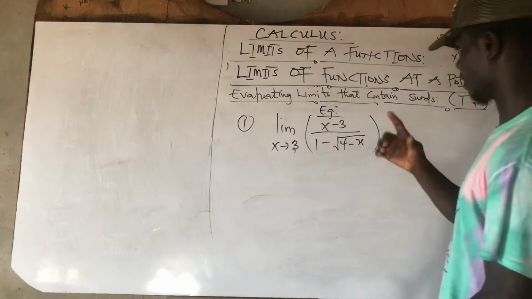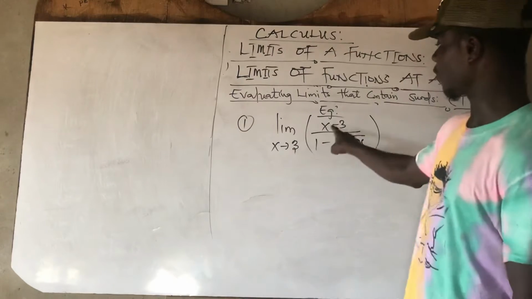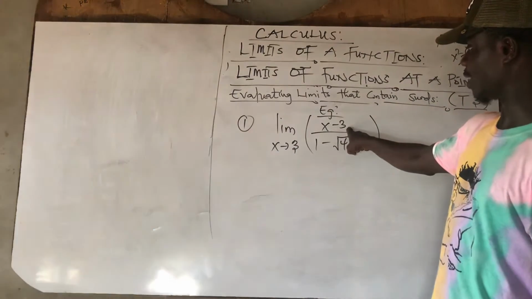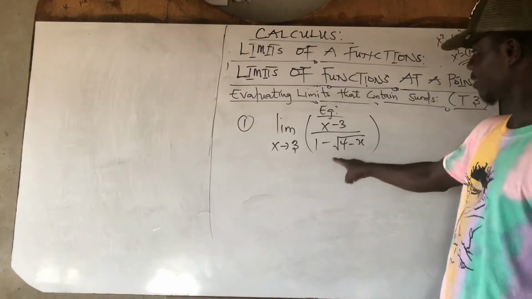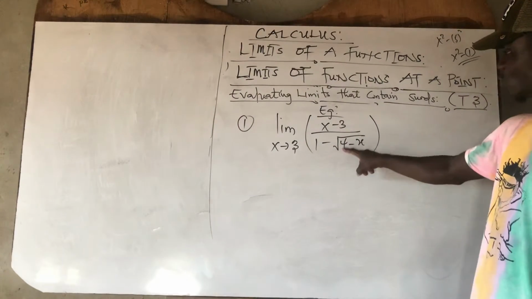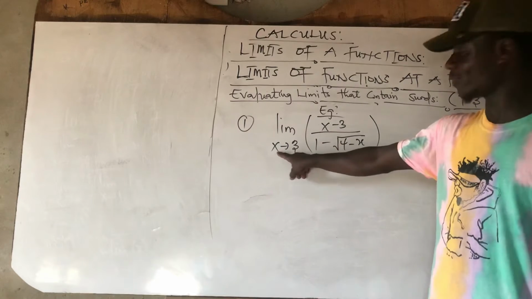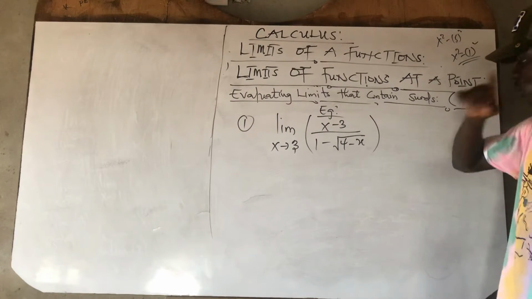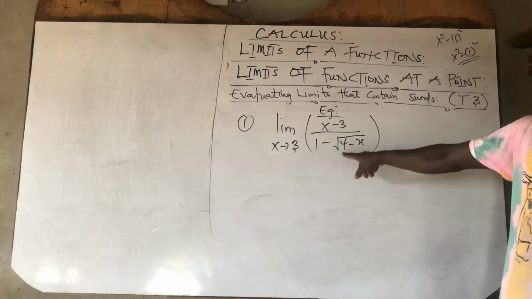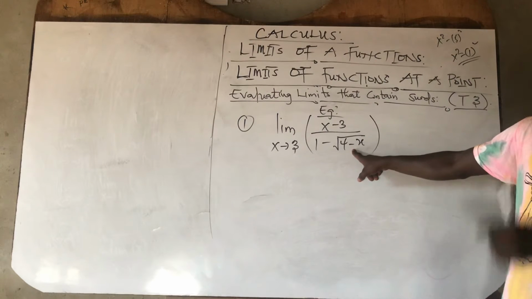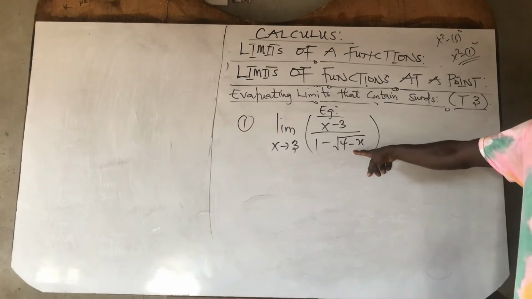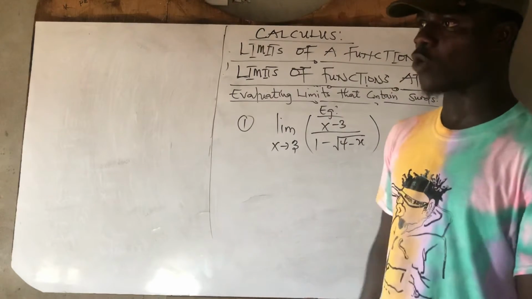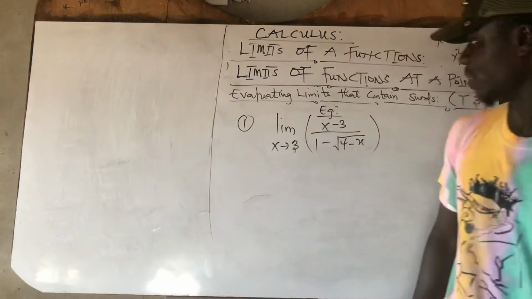Now, let's see. When we plug in 3 into the numerator, we get what? 3 minus 3, which is what? 0, right? Then also, we have 1 minus square root of 4 minus x. Wherever you see x, you plug in 3. We have 4 minus 3, which is 1. Square root of 1 gives what? 1, right? So 1 minus 1 is what? 0. So now here we get 0 on 0, which is indeterminate, right?